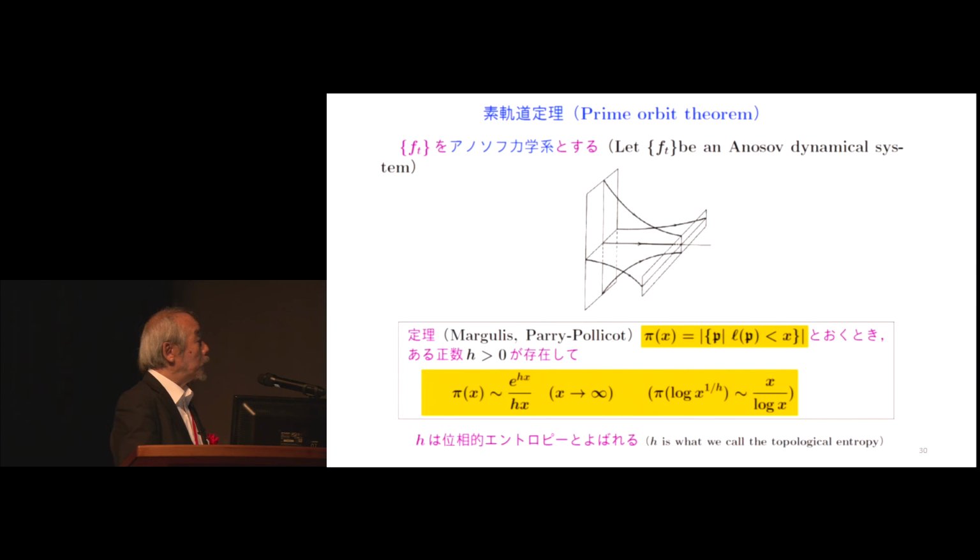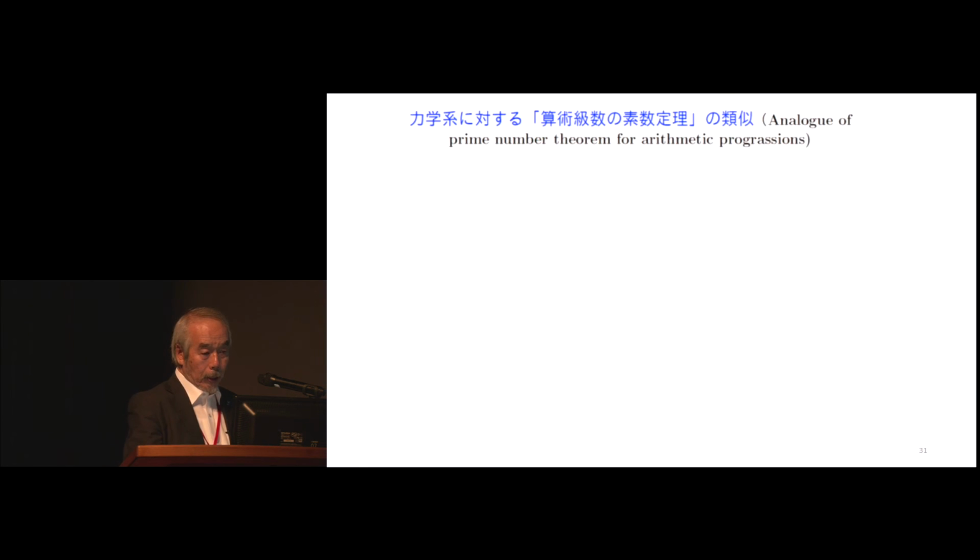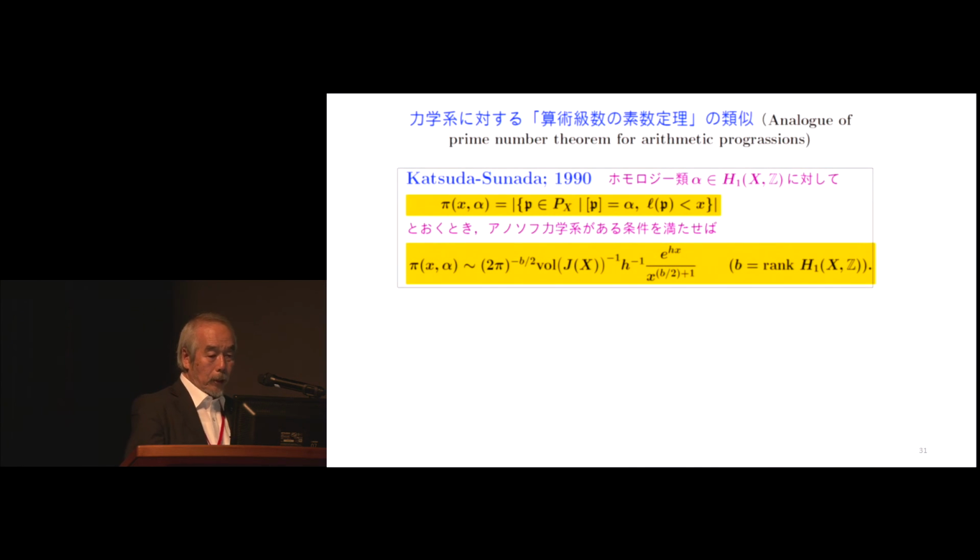Pi(x) is defined as the number of periodic orbits p when L(p) is below x. Then there exists a positive number h larger than 0, and this is exactly the same as the prime number theorem. h is what we call the topological entropy. Margulis and Parry-Pollicott independently proved this proposition.